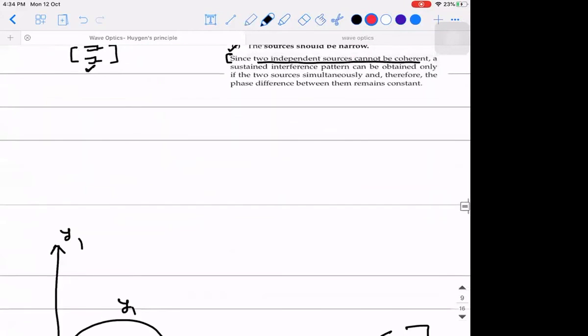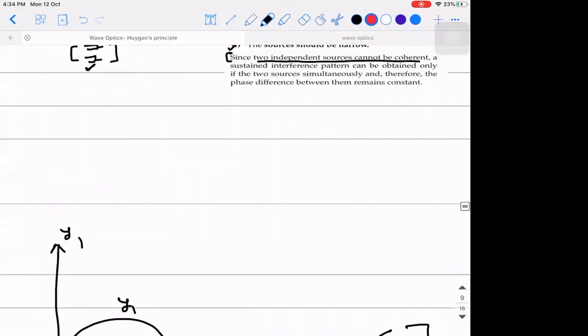Okay. So shall I proceed, guys? So this is all about the theoretical part and the visualization of what exactly is happening.